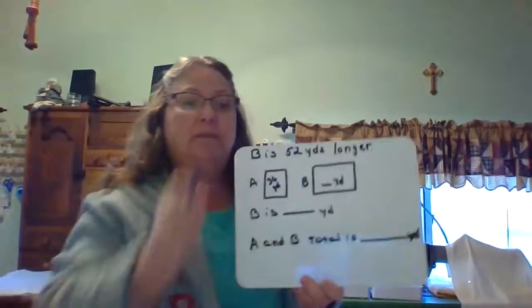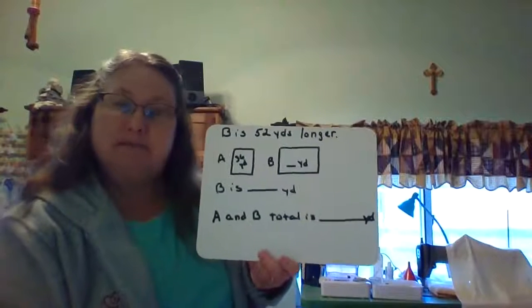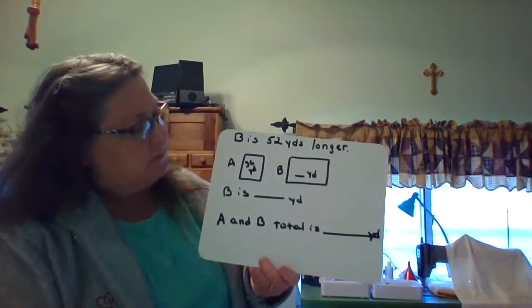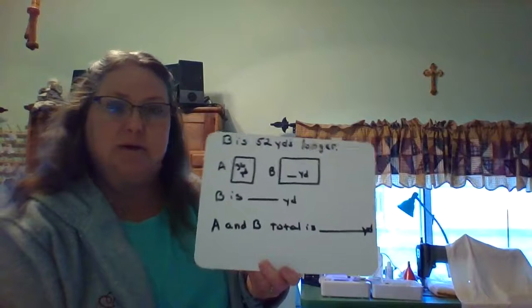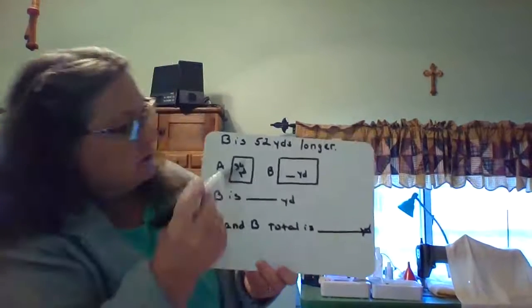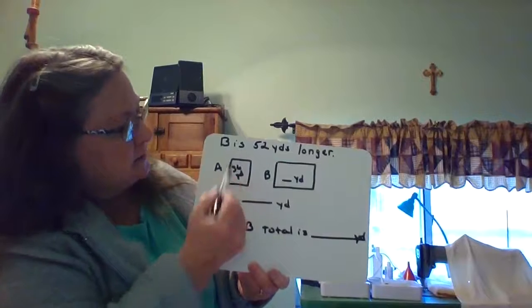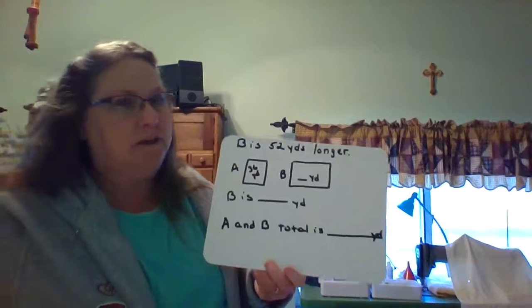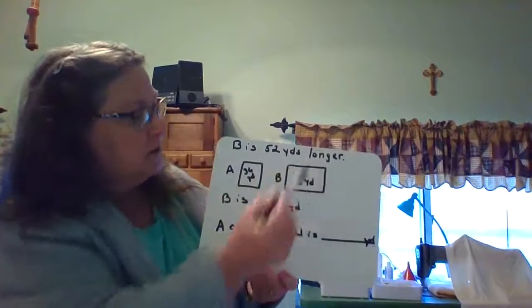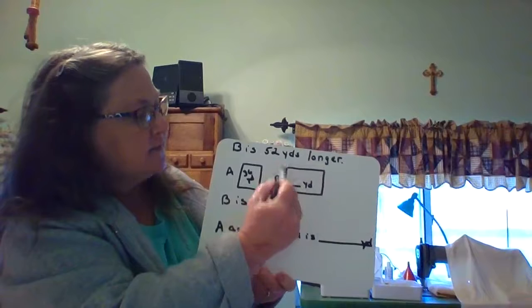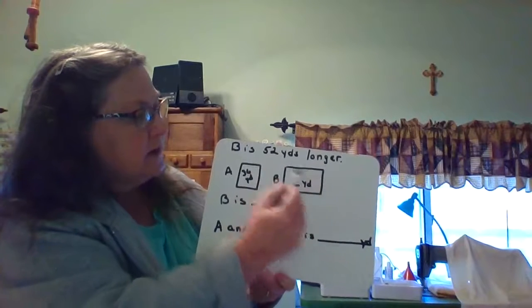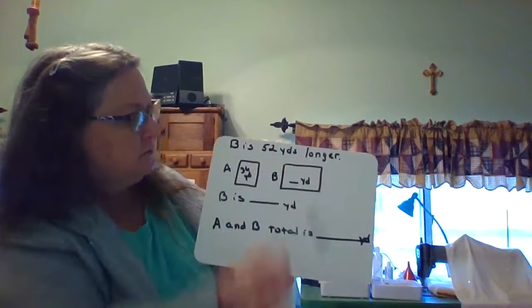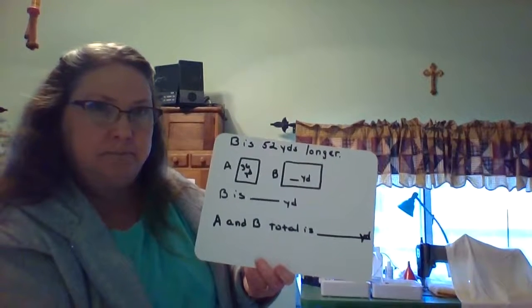This one's a little different. This one, they have given us fence. So we're going to pretend these boxes are fences in people's yards. They have fenced in their yards, okay? It says B is, this is box B, 52 yards. Remember, yards is that big yardstick we could measure with, longer. So B's fence, this box right here, is 52 yards longer than A. Okay, it's bigger.